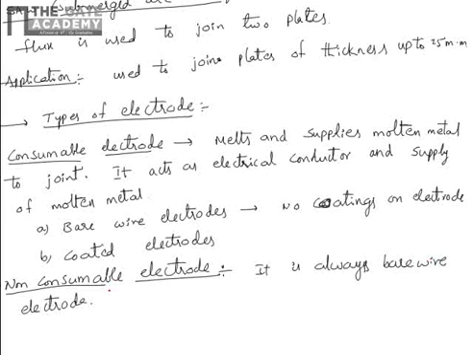Examples are carbon electrode, graphite electrode, tungsten electrode. So that's why in TIG, tungsten inert gas welding, the electrode is non-consumable. It is manufactured from tungsten. That's why it is called a non-consumable electrode. That's about arc welding techniques. Coming into the physics of arc welding, how it works.